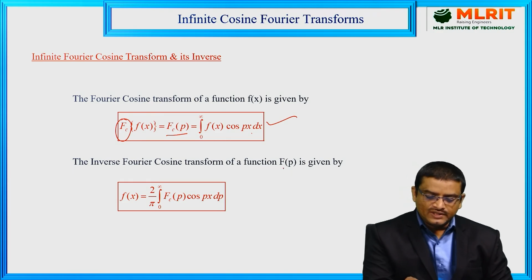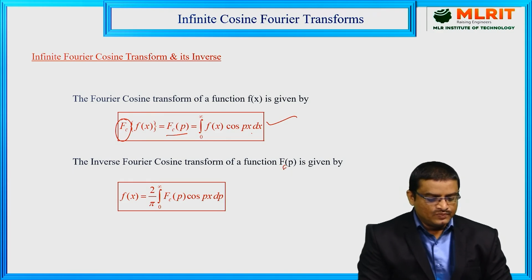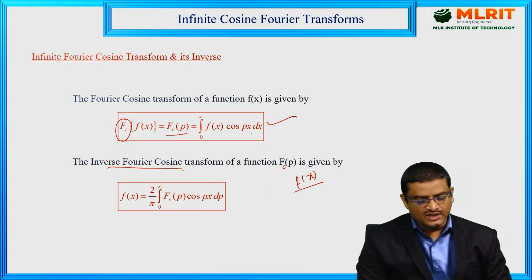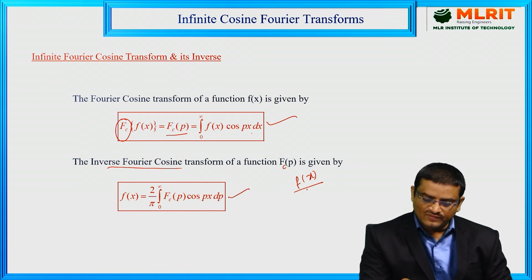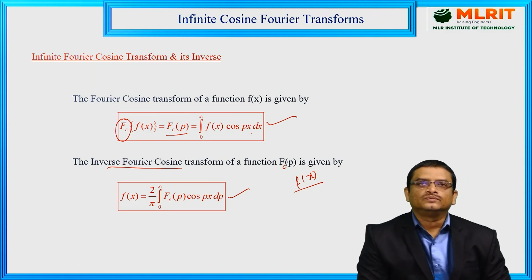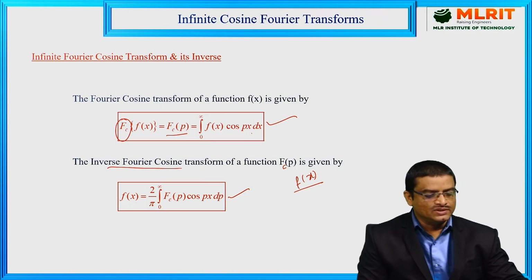And whenever this f suffix c of p value is given, the infinite Fourier cosine transform of a function is given, and we are asked to find its corresponding function f of x, then we can use the concept of the inverse Fourier cosine transform. So by using this formula, we find the value of f of x whenever its Fourier cosine transform value is given in the problem. So these are the standard formulas we use to find the infinite Fourier sine and cosine transforms and their inverses. Now we will take some problems on this.